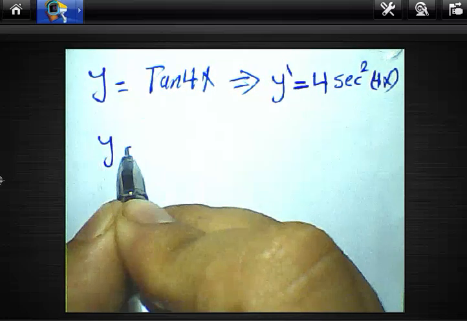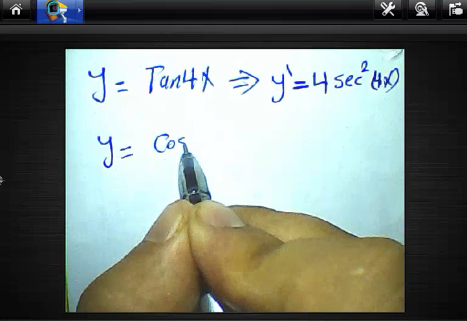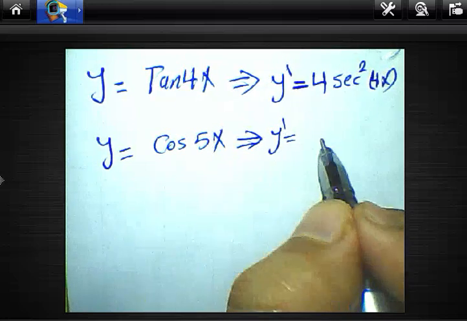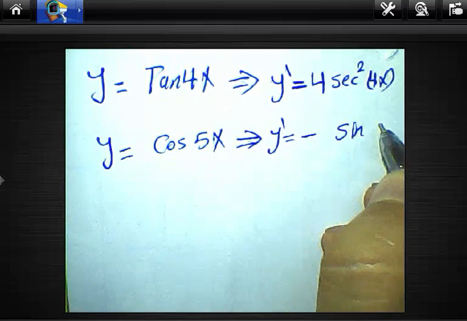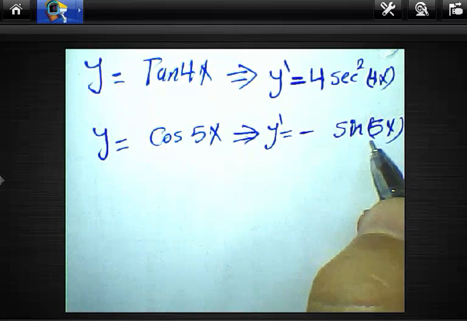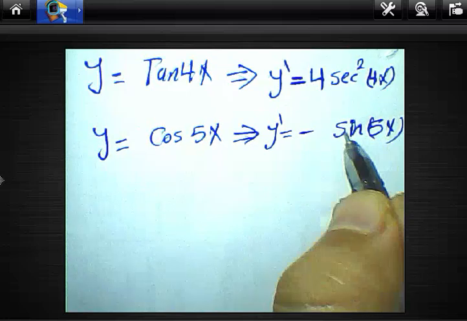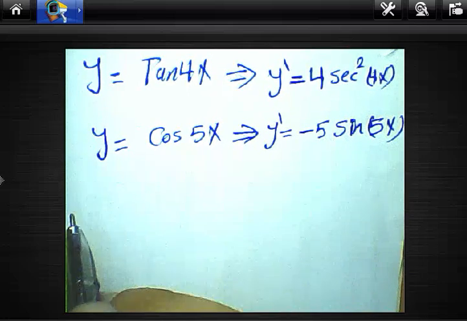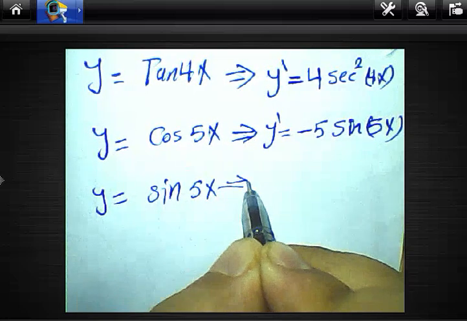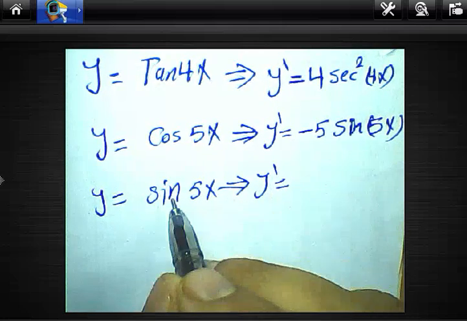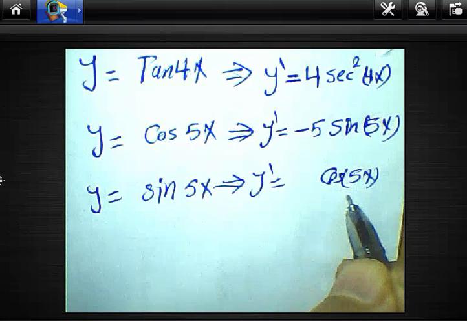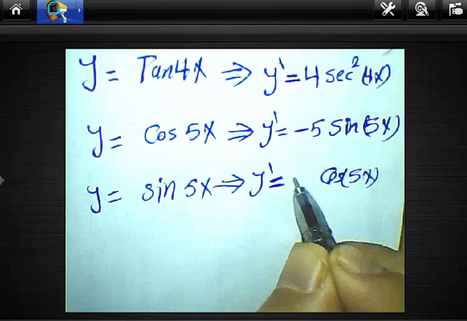Okay. And what about y equal cosine 5x? We can find the derivative of the function: y dash equal the derivative of cosine will be negative sine, right? Negative sine 5x, and the derivative of this angle 5x will be 5. Okay, and what about y equal sine 5x? The derivative will be y dash equal, we can write the derivative of sine will be cosine, and write the angle here, cosine 5x, and we can find the derivative of 5x will be 5 outside here.